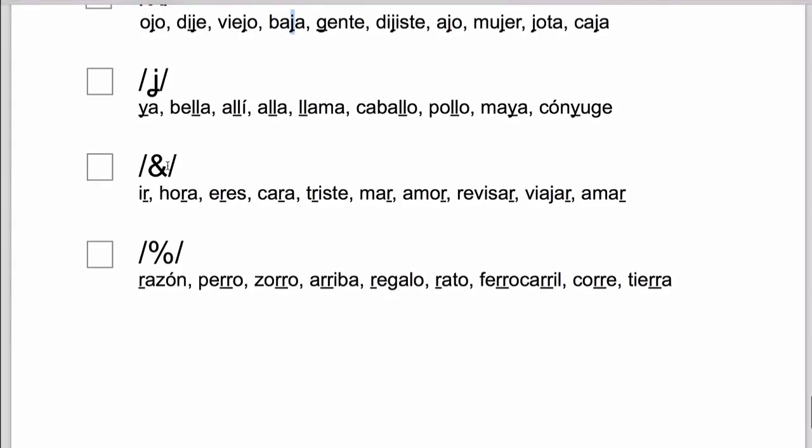And then, of course, everyone knows the single R and double R. This is the alveolar flap, ir, hora, eres, cara, and the alveolar trill, razón, perro, zorro. So two different sounds, completely produced differently, different technique for producing it, different mechanics.